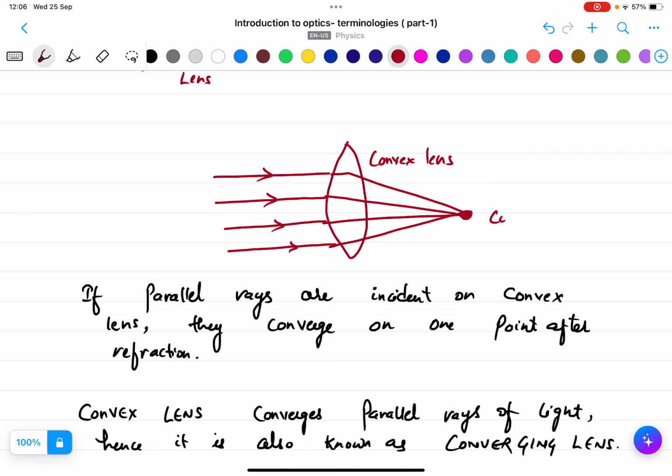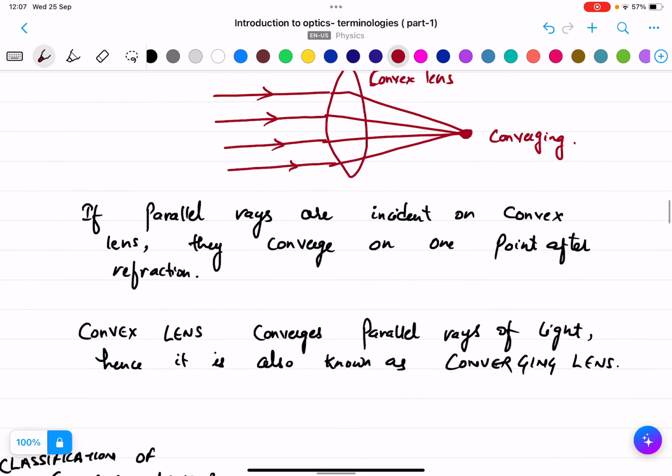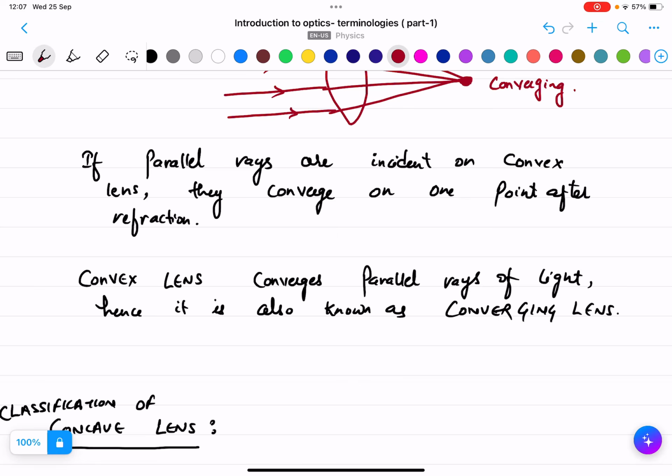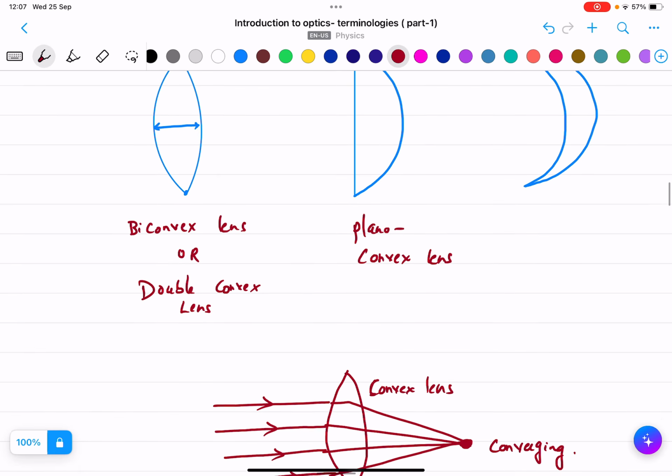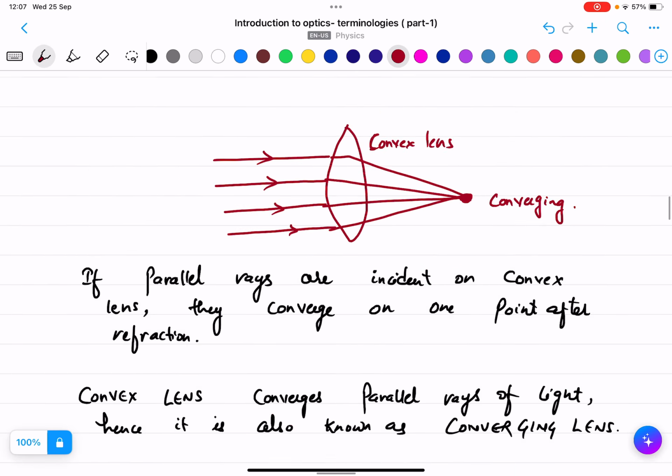This is known as converging. So convex lenses are always converging. Always remember, C for convex and they are converging. So I have written here, if parallel rays are incident on convex lens, they converge on one point after refraction. Convex lens converges parallel rays of light and hence it is also known as converging lens. So this is all about the convex lens.